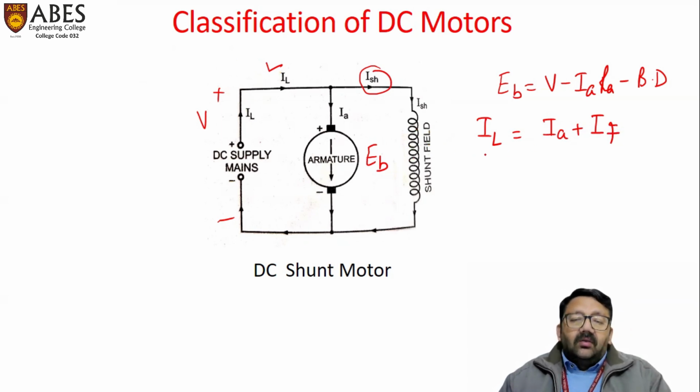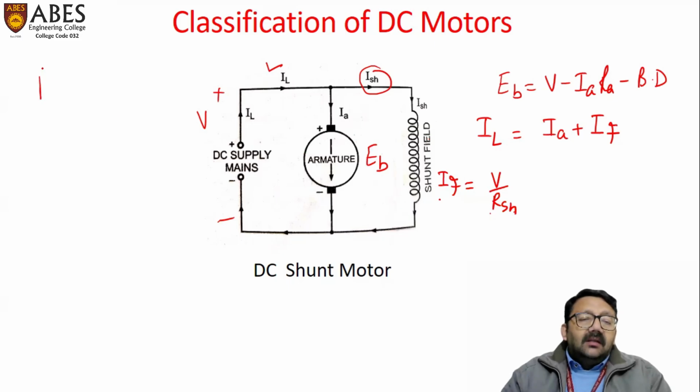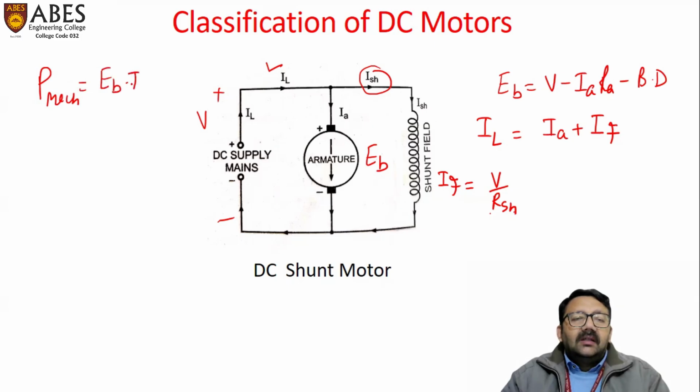So here, one more thing, in shunt motors, the resistance of shunt field winding is kept as high as possible. The reason behind this is that the value of field current IF is given by V divided by RSH. So if we keep this resistance high, the field current will be smaller. And if the field current is smaller, then from the line current, a larger amount of current will flow through the armature. And if the armature current is large, then the mechanical power developed in the armature, which is given by EB into IA, will be high.